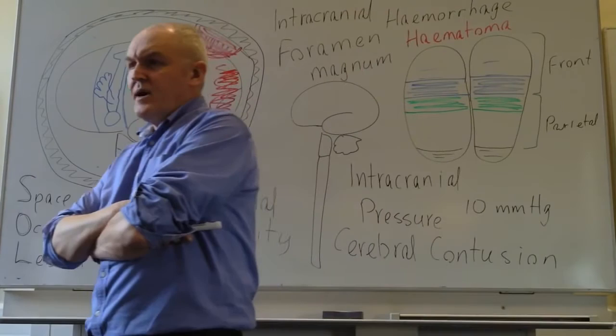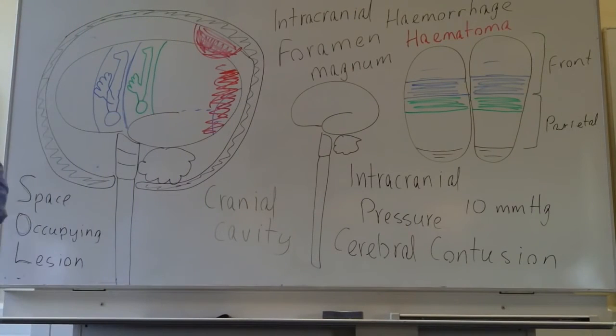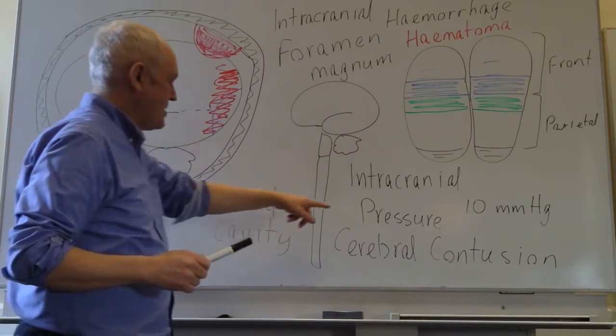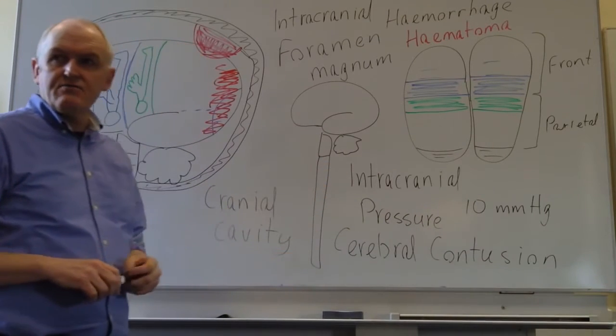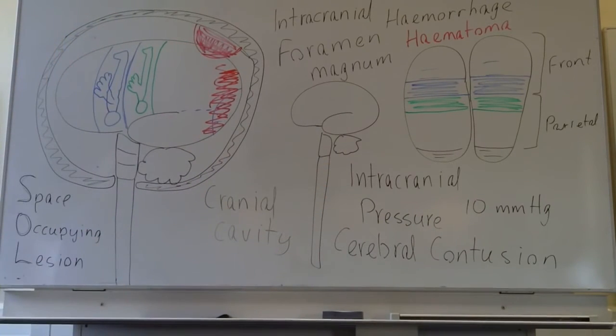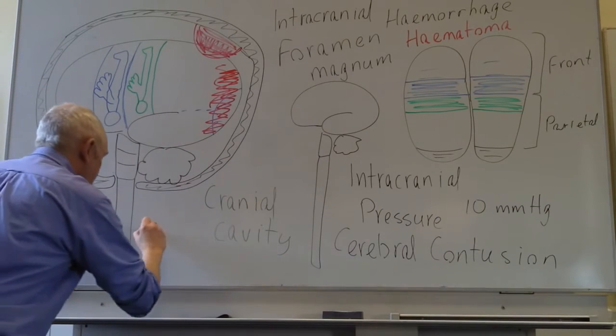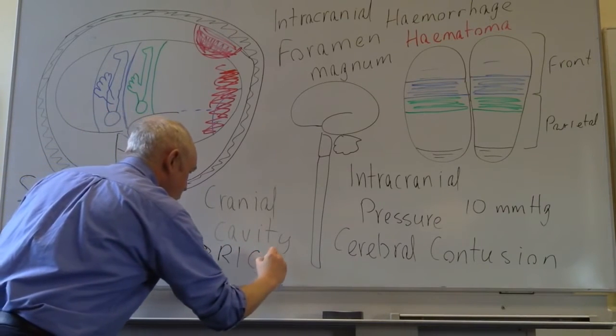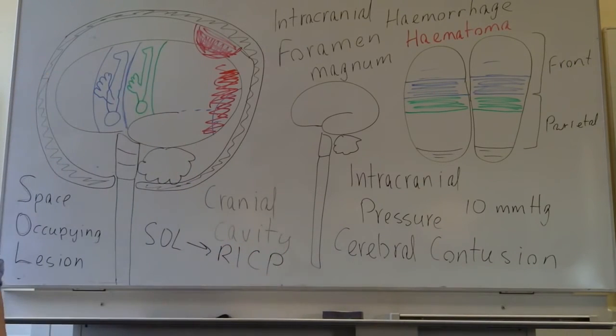And if a space-occupying lesion gets too big, it's growing inside the cranial cavity. What's that going to do to intracranial pressure? Can you see that could result in raised intracranial pressure? So space-occupying lesions can lead to raised intracranial pressure. RICP. Raised intracranial pressure.